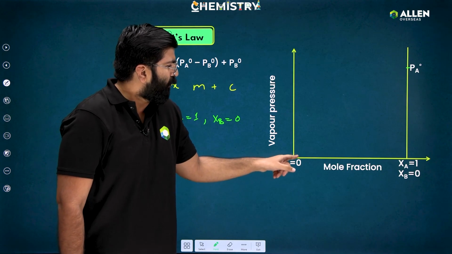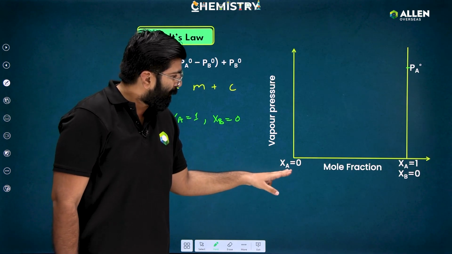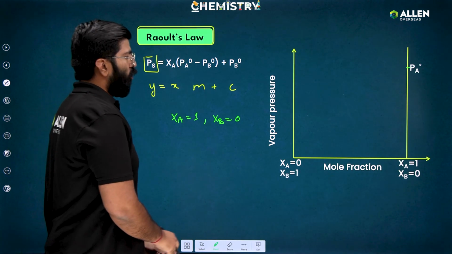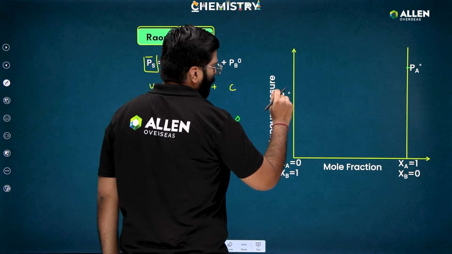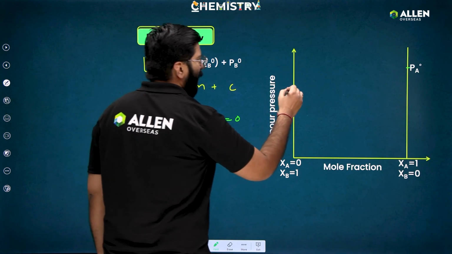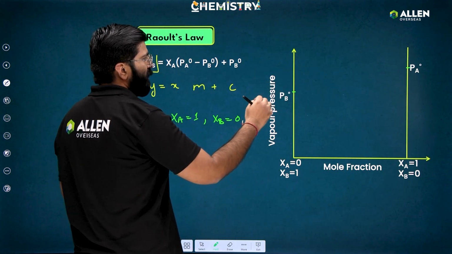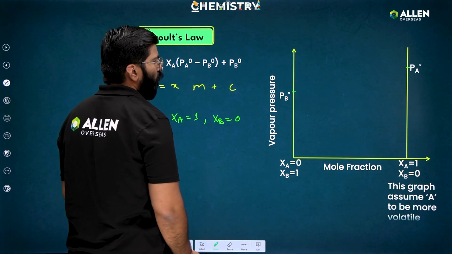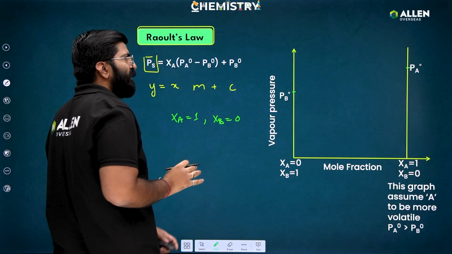If my x is equal to 0 over here, it means my xB will be equal to 1 in this situation. So over here I'm going to plot a point like PB naught. So I'm going to get this. And over here you can see this is at the lower end and this is at the higher end. I'm drawing like this. So why am I doing this?